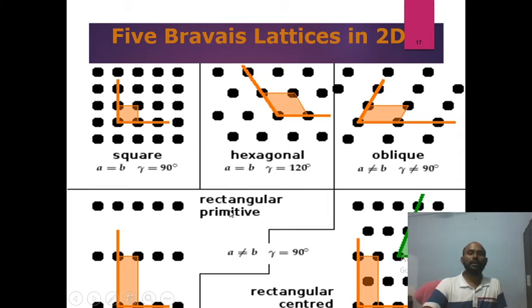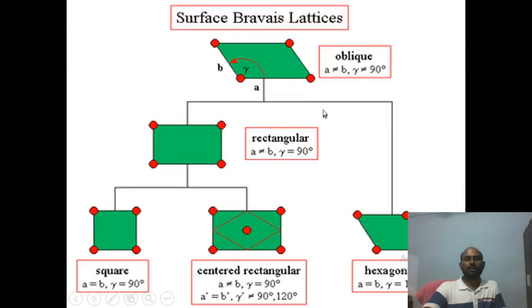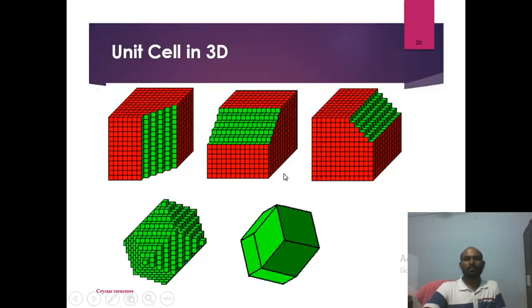Next, rectangular primitive, in which A is not equal to B, but atoms are placed only on the corners. This is known as rectangular primitive. This is the rectangular centered, where an atom is placed at the body center. This is another example of 2-dimensional Bravais lattices: square, hexagonal, rectangular, oblique, and centered rectangular. Okay, next, this is also one example. Same, we are given different diagrams.